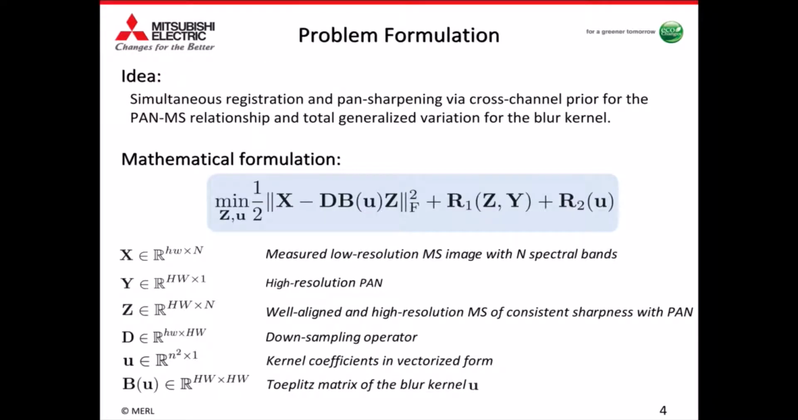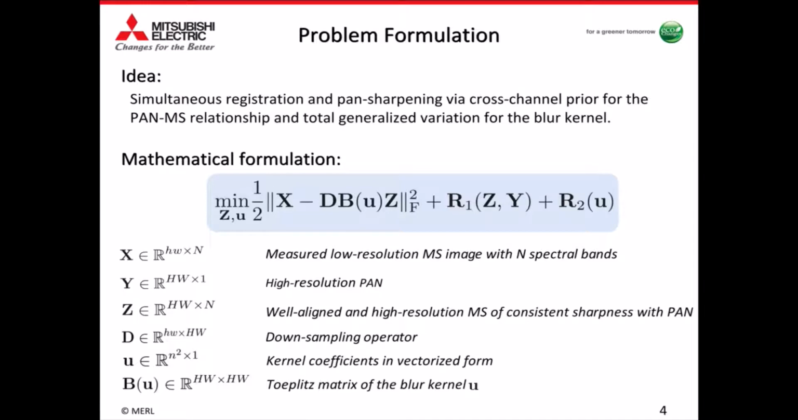To address the blind pan-sharpening problem, we simultaneously perform image registration and pan-sharpening. Specifically, we use cross-channel prior for the panchromatic multispectral relationship and use total generalized variation for the blur kernel. So briefly, we formulate the inverse problem as the highlighted optimization problem. The first term is the data fidelity term.